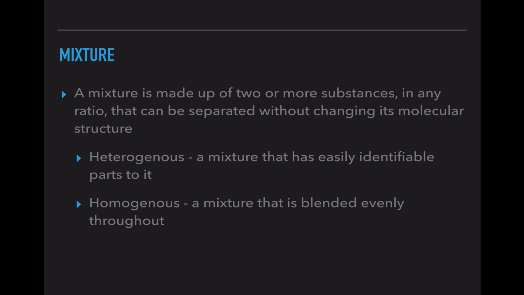Next we have a mixture. A pure substance is something from the periodic table or two or more items from the periodic table. A mixture is any two substances in any ratio that can be separated somehow. There are two types of mixtures: a heterogeneous mixture, a mixture that is easily identifiable, and a homogeneous mixture, a mixture that is blended evenly. So essentially the whole idea here is you take two things, and it doesn't matter how much stuff you have, you mix them together to make a mixture.